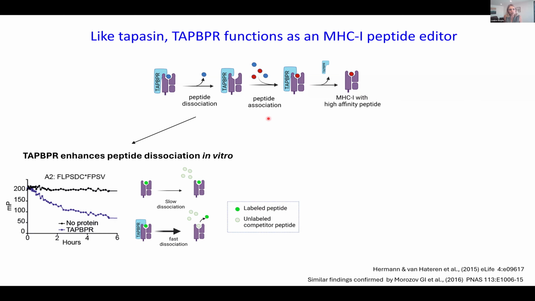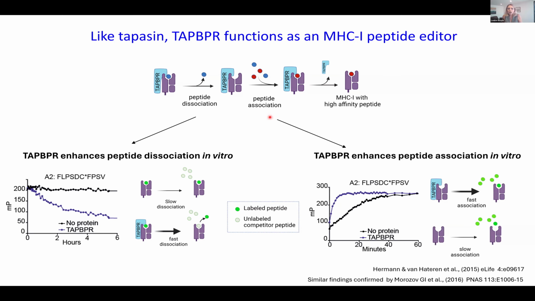So what about this peptide loading step as well? When you incubate empty MHC class 1 molecules with peptides, they can bind peptides on their own, shown here with this black line. However, when we added TAPBPR into the assay, what we found was that peptides rapidly associated with the MHC class 1 molecules. So much quicker peptide loading onto the class 1 molecules in these in vitro assays. So these assays told us together that TAPBPR was a peptide exchange catalyst that was capable of editing the peptides presented on the MHC class 1 molecules.